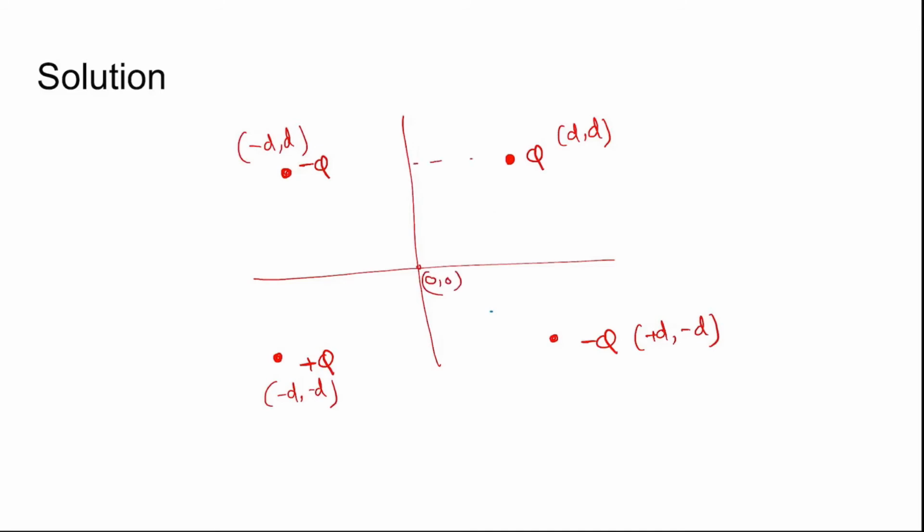So now you see this distance is d, and this distance is also d, and this distance is d. Now you see this minus q will attract this plus q. Let's name this f1. This plus q along the diagonal will repel this, so name this f2, and this minus q will pull it, so f3.